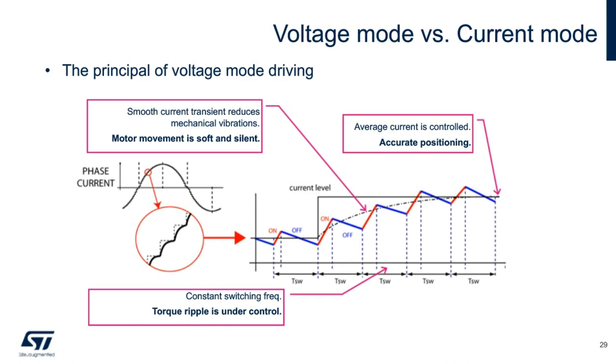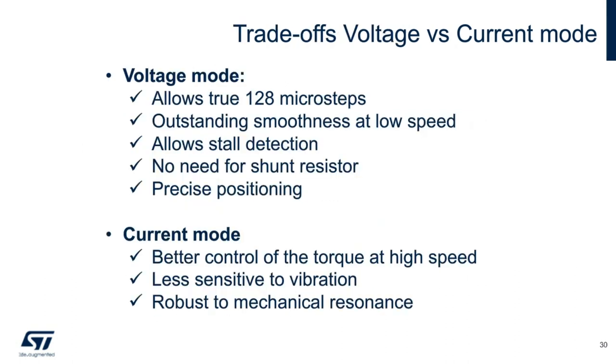Now we can summarize the trade-offs between voltage mode and current mode. The voltage mode allows true 1/128 microstep resolution. It has outstanding smoothness at low speed. It allows stall detection. There is no need for a shunt resistor, and we can achieve very precise positioning. On the other side, the current control mode provides better torque control at high speed. It is less sensitive to vibration and is more robust to mechanical resonance.